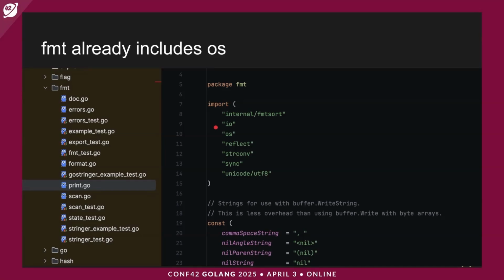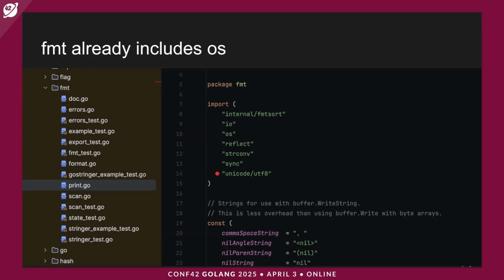Reflect you might use when you format, if you want to output the type of the variable you're providing, or if you want to print some information about the content of an object. Here, strconv you're using to convert integers, or not only integers, but numbers into strings. Sync is puzzling me, why we need sync, but most probably it has some usages in the packages. And for sure you have unicode because you may play around with Unicode.